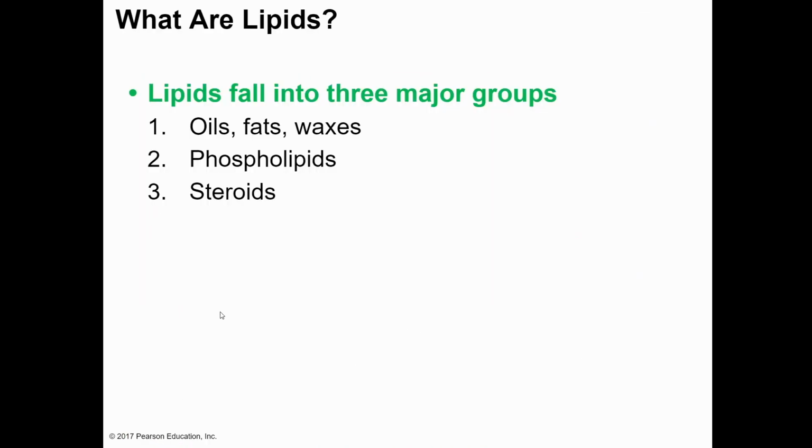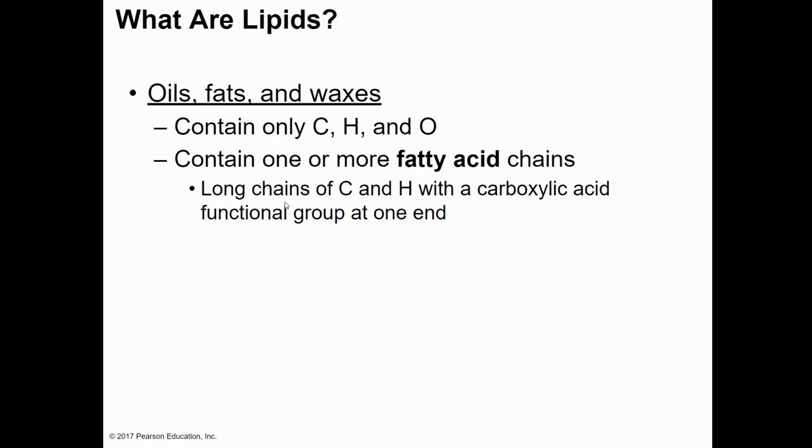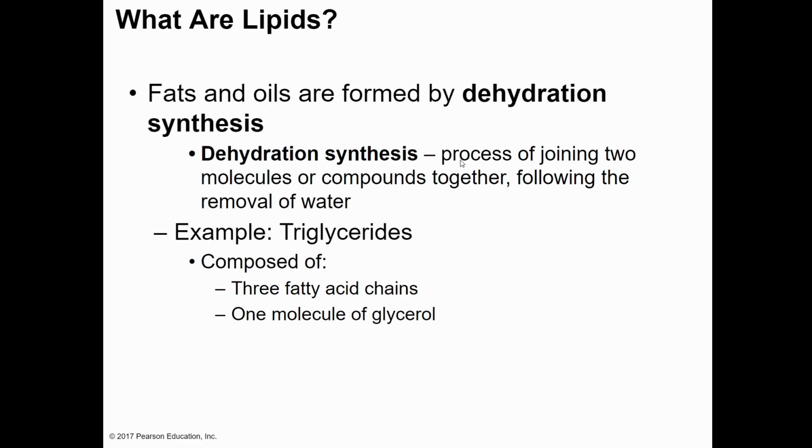When you're talking about lipids, you can put all of them into these 3 categories: an oil, a fat, or a wax; phospholipids; or a steroid. Oils, fats, and waxes tend to be made up primarily of fatty acids. A lot of times they combine with sugar alcohols called glycerols, and a triglyceride is a great example. It contains 3 fatty acids and 1 sugar alcohol.